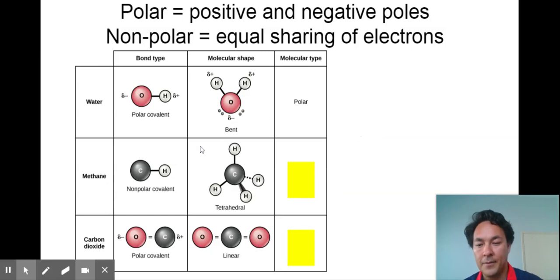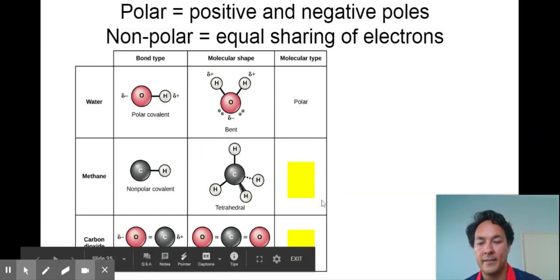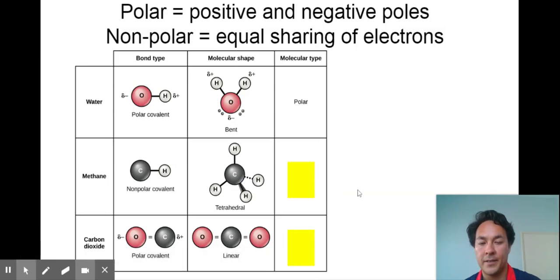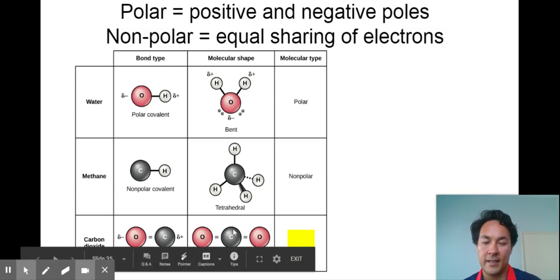Here's an example of a nonpolar molecule, methane. So methane is CH4. It's going to have 4 hydrogens coming off of it. It's an equal sharing of electrons. It is nonpolar. It does not have poles. Here's an interesting one, carbon dioxide, right? And so carbon dioxide, causer of the greenhouse effect, etc. It's going to be nonpolar because it's going to equally share these electrons and it's not going to have poles.